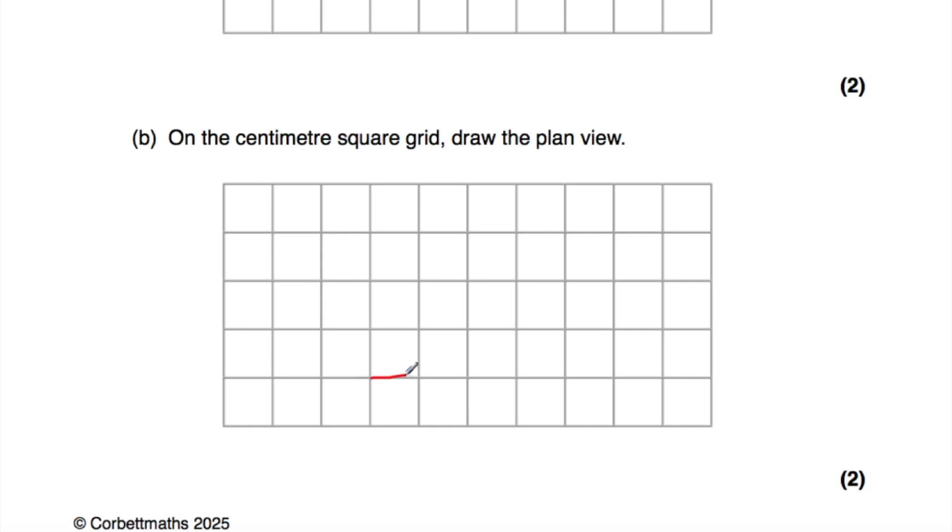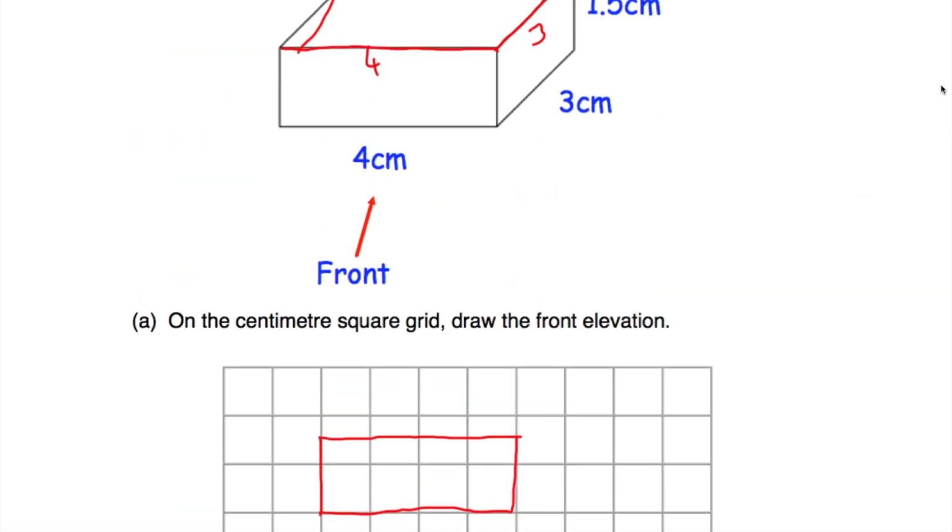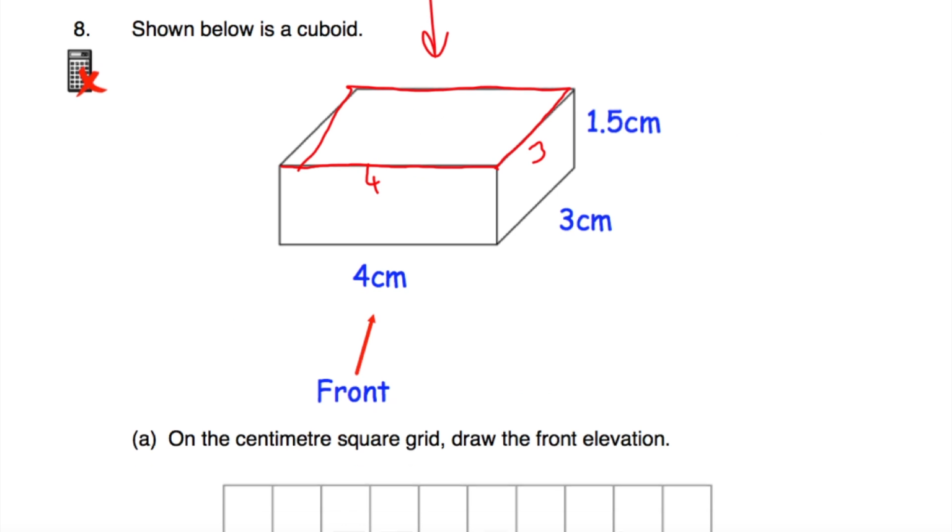So 4 centimeters going across, 3 going up, 1, 2, 3, 4 going across, and 3 going down. So that's what we'd see. It'd be a 4 centimeter by 3 centimeter rectangle, and that's the plan view from above. So that's what you'd see if you look down on that cuboid, and that's it.